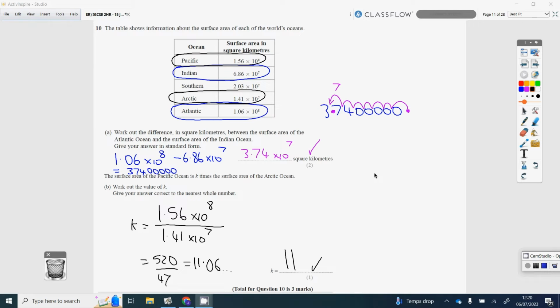Now, for part B, we're being asked to work out how many times bigger the Pacific Ocean is compared to the Arctic Ocean. So we've got to do Pacific divided by Arctic. Now, Pacific is 1.56 times 10 to the 8, and Arctic is 1.41 times 10 to the 7. So popping this into your calculator, and again, I would definitely use the fractions button, which is normally the third one down on the left of calculators. That gives me 11.06 dot dot dot. So to the nearest whole number, that's 11.